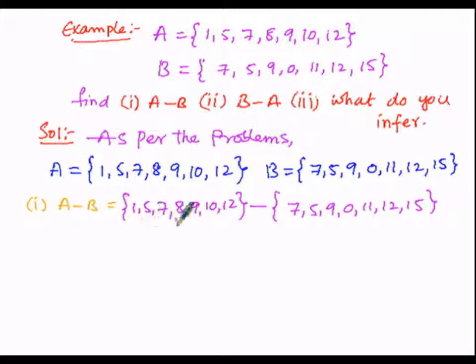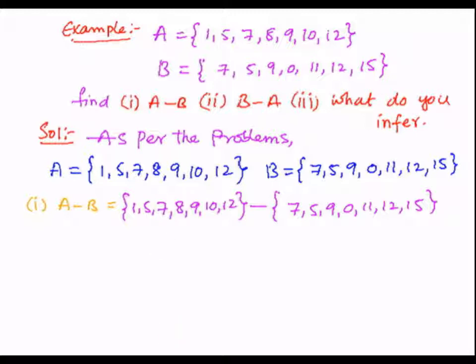So we will get a new set which consists of the elements of set A but not of set B. In other words, set B is entirely eliminated or removed from set A. In this regard we have to look at the common elements present in both the sets.